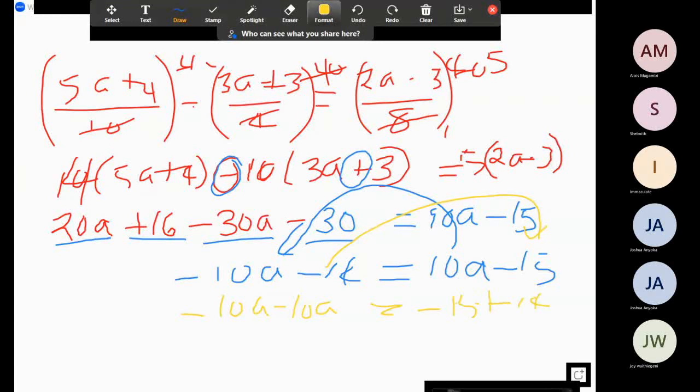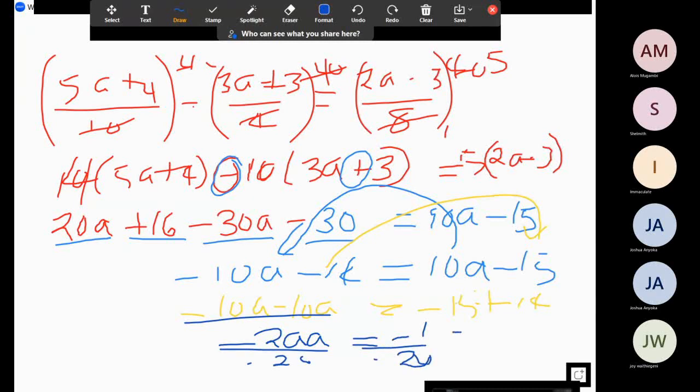Then this one becomes minus 20a, which is equals to minus 1. So over negative 20, over negative 20. And our answer will be negative by negative, positive. So it becomes a is equals to 1 over 20.